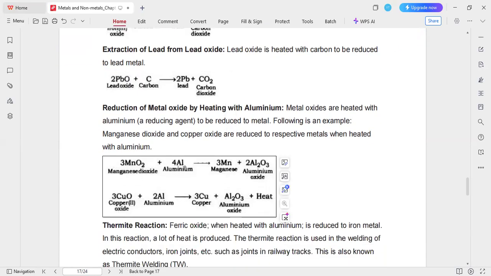Manganese oxide, we are heating with aluminum. Aluminum is more reactive than manganese. Yes or no? So it is a displacement reaction. Copper oxide reacting with aluminum gives what? Copper plus aluminum oxide. These are thermite reactions actually, we can say.